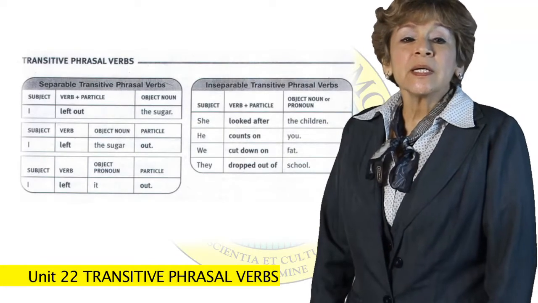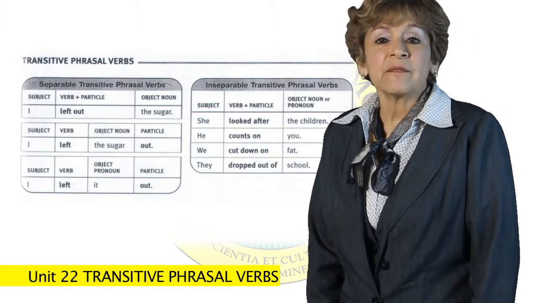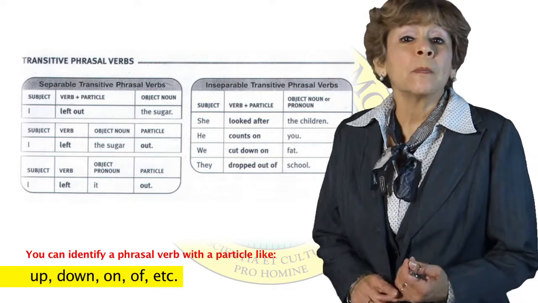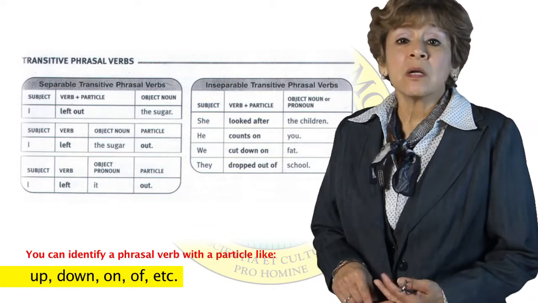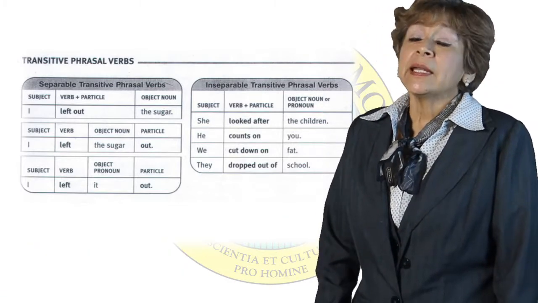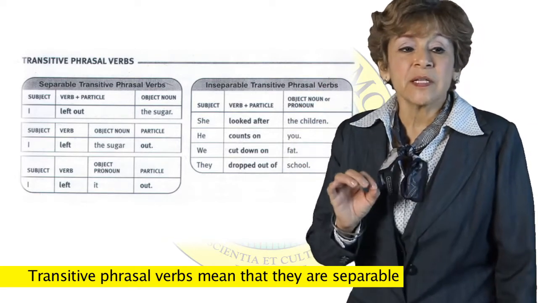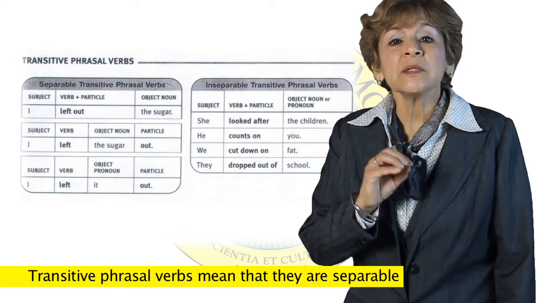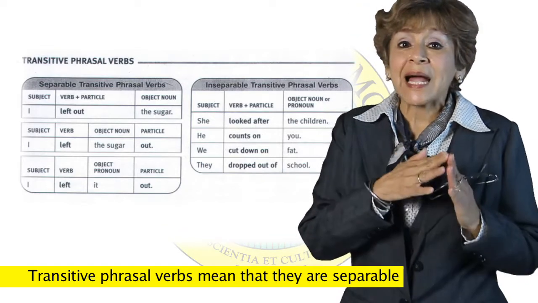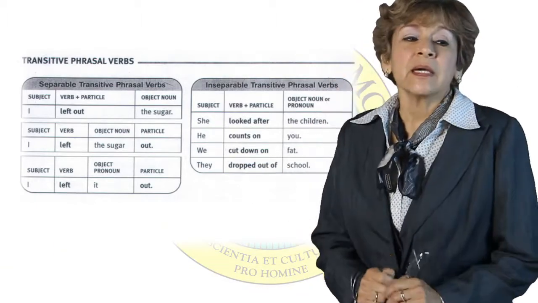Unit 22 is covering phrasal verbs. How to identify a phrasal verb? With a particle. A particle can be up, down, on, off, etc. Okay? And now, in the chart, we are having transitive phrasal verbs. Transitive means separable. Transitive, separable. Please catch it, okay?